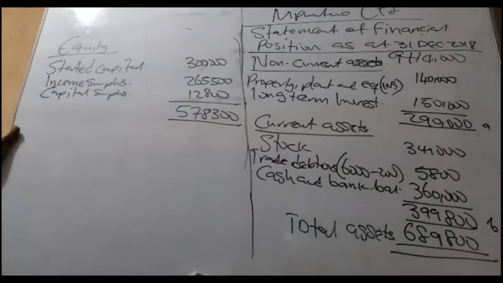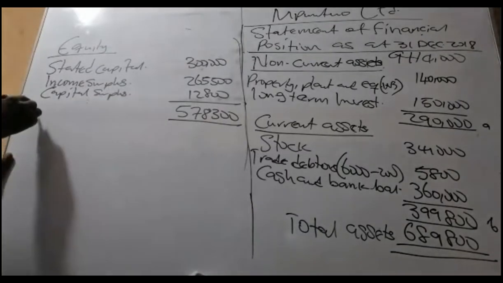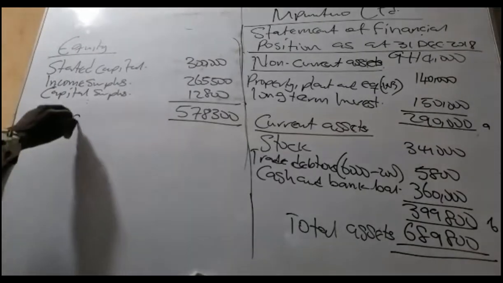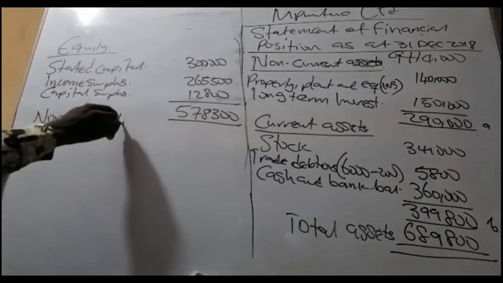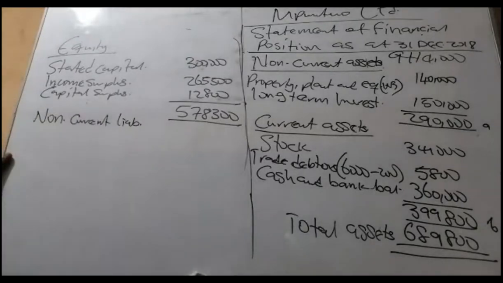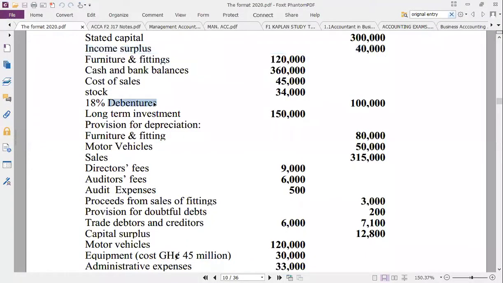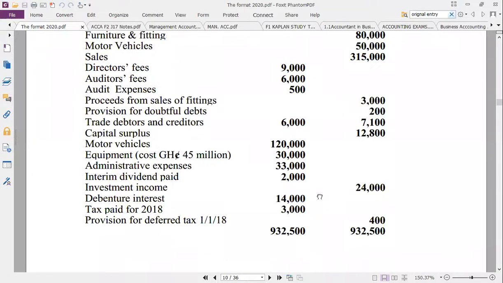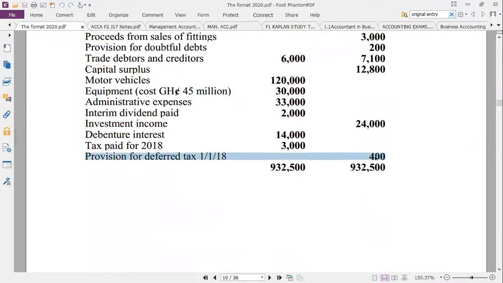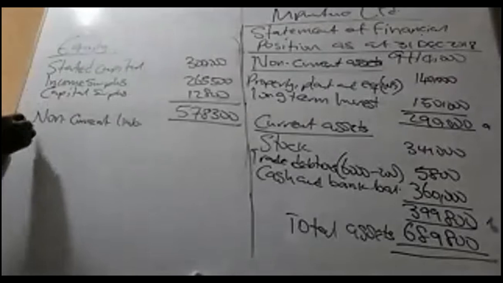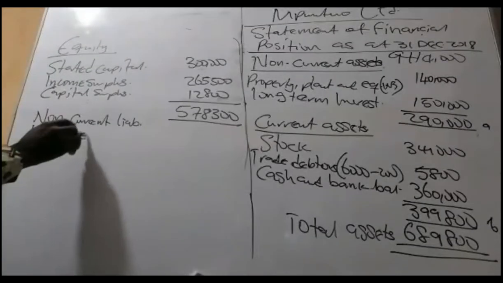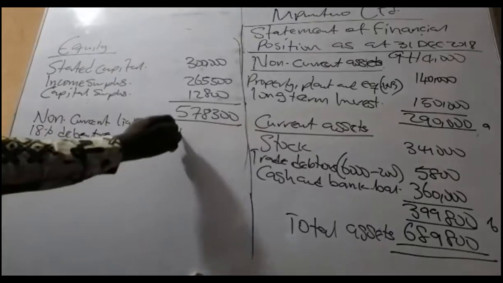Now we are continuing the game. We are done with equity, so let's do liability. Let's go to non-current liability. Non-current liability, we start from where? The long-term debts. Let's go to the question. If you do have long-term debt in there, yes, you have 18% debenture, which is 100,000. And then the last item, deferred tax 400. So these are the two items. Non-current liabilities: 18% debenture, 100,000.